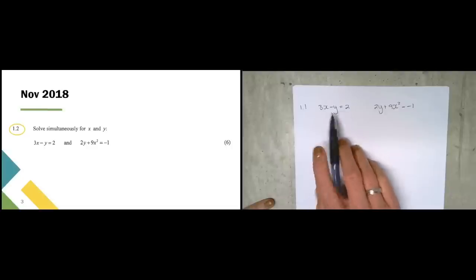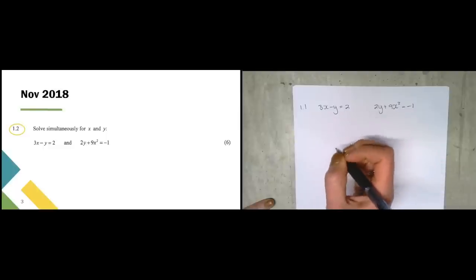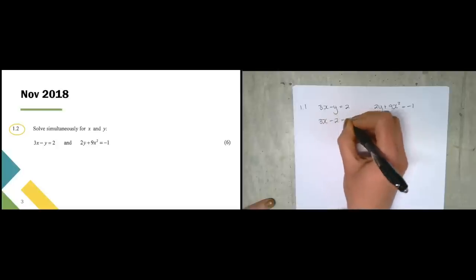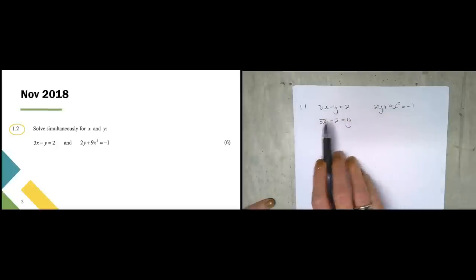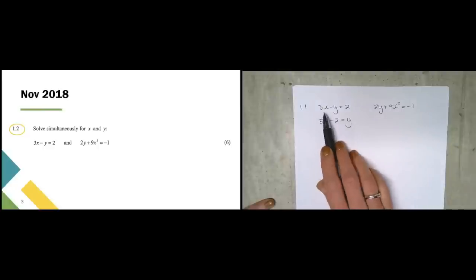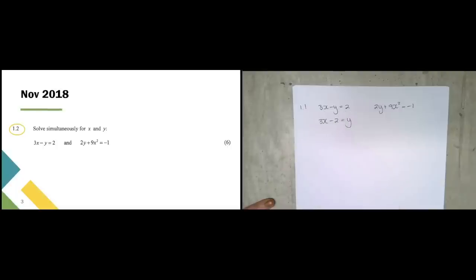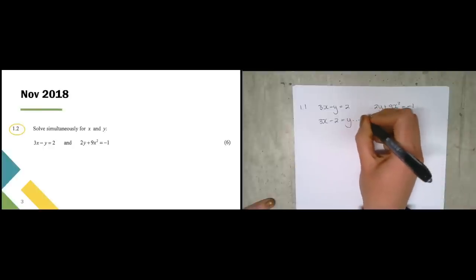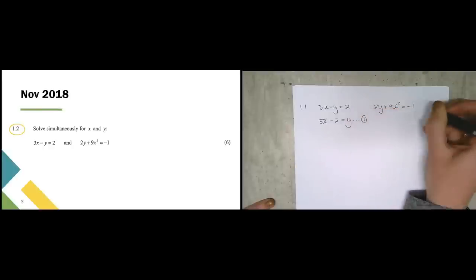I'm going to take the first equation and I'm going to make it say y equals, which means it will be 3x minus 2 equals y. So I've changed the subject of my formula, so it says y equals. Why did I pick the y in this scenario instead of the x? I could have done the x, but then I would have ended up with a fraction, and I'm avoiding the fractions to make my life a little bit easier. I'm going to number that equation number 1 and the other one equation number 2.